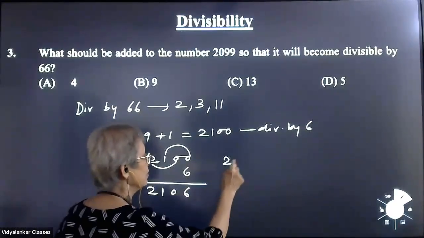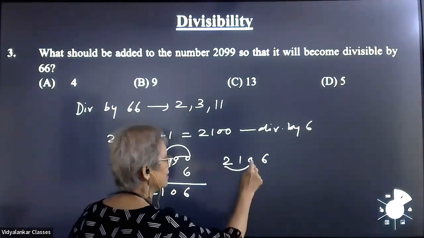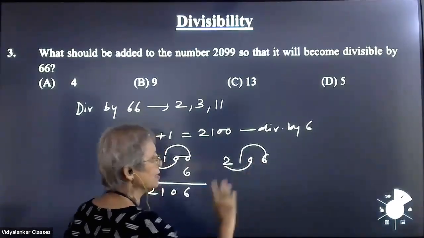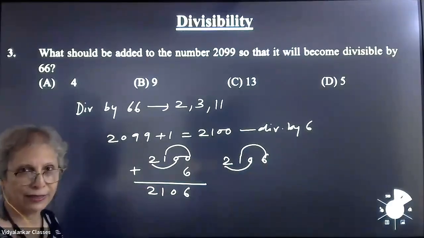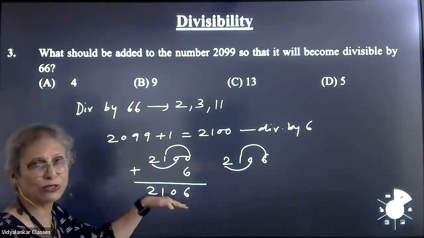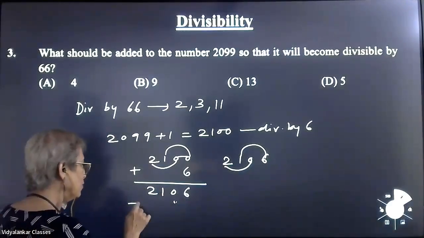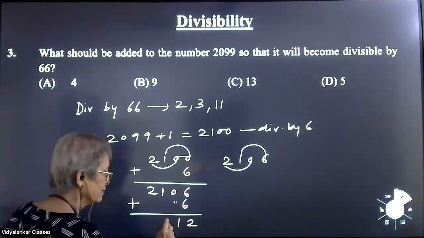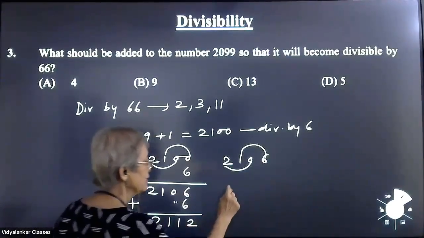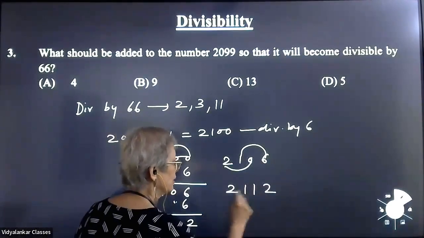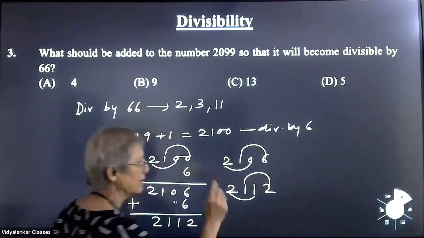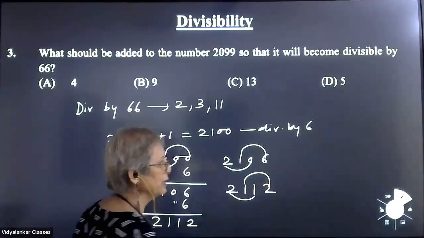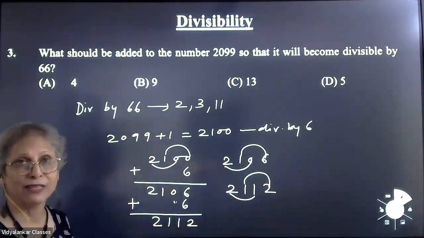2106. So what is the number 2106? See the alternate digits. This is 2, this is 7. Not correct. So this number is also not divisible by 11. Again, go on adding 6. Now see this number 2112. Alternate digits: 2 plus 1, 3, 1 plus 2, 3, and now this is divisible by 11.